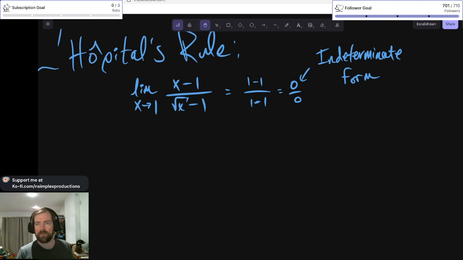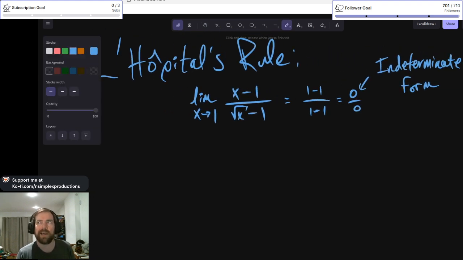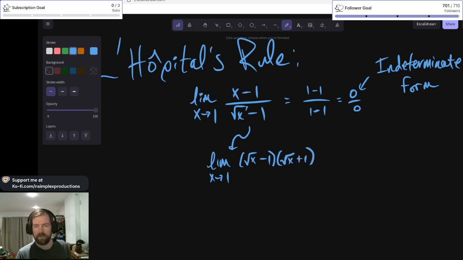So here for this one, our indeterminate form is 0 over 0. However, it's easy to see for this particular one that this is equivalent to the limit as x goes to 1 of root x minus 1 times root x plus 1 over root x minus 1, which becomes determinate. This is going to be root 1 plus 1, which is just 2.